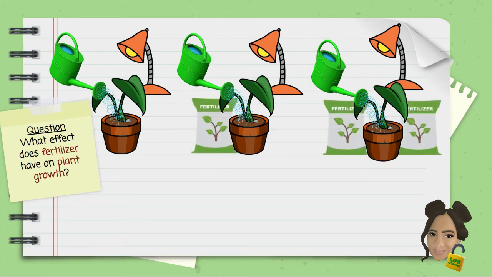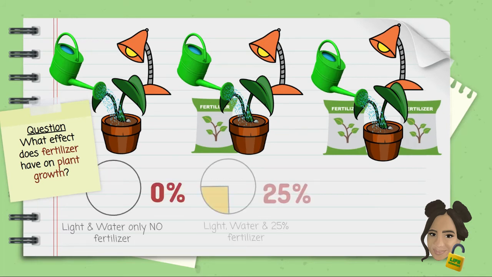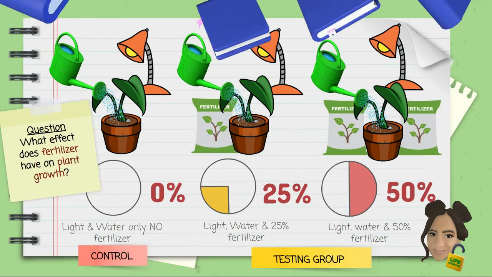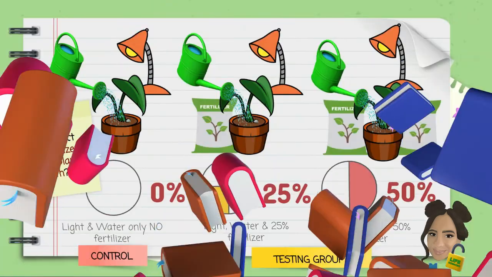Meaning that if the plant without fertilizer grows taller than those containing fertilizer, I may conclude that fertilizer has a negative effect on plant growth. Similarly, if the plant containing the most fertilizer grew the tallest, I may conclude that fertilizer has a positive effect on plant growth and that the amount of fertilizer in the soil is directly related to the height a plant will grow. These effects are discoverable from the testing group.